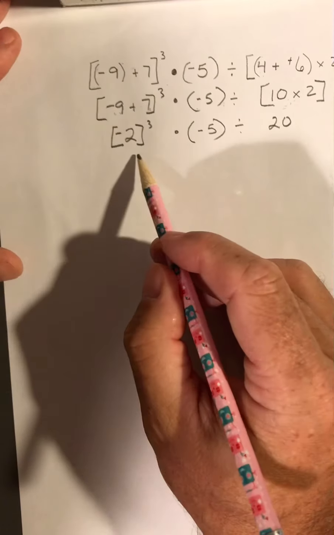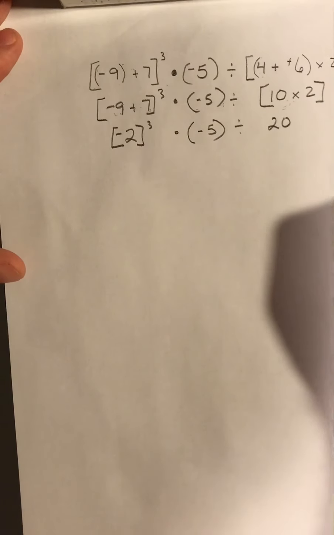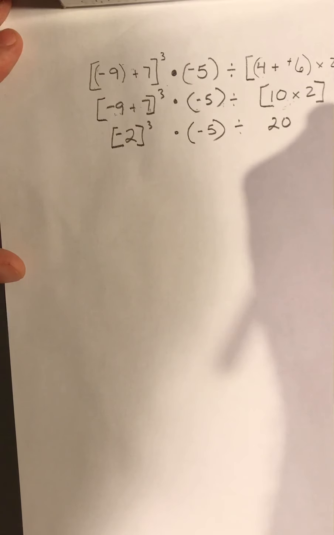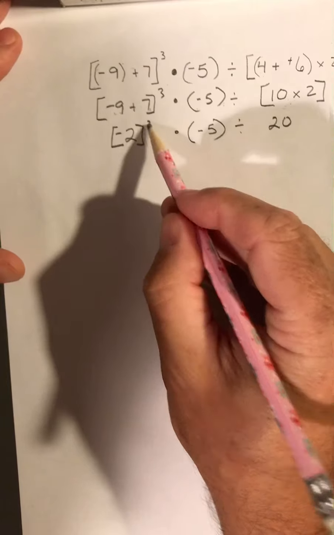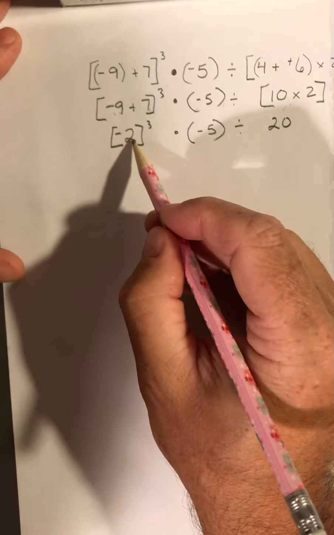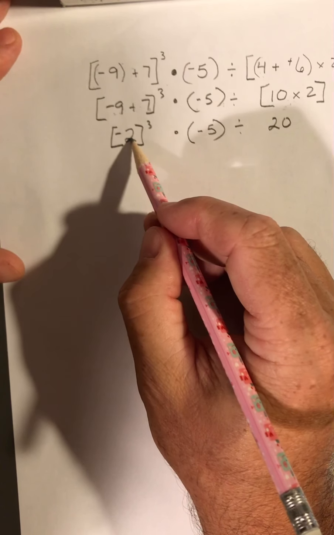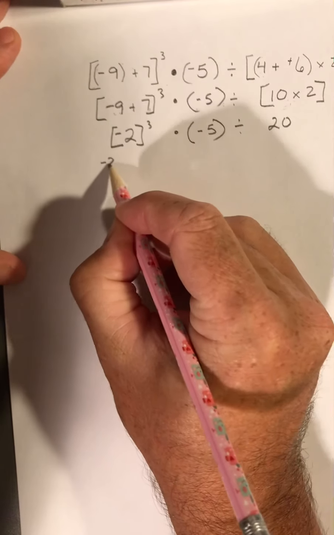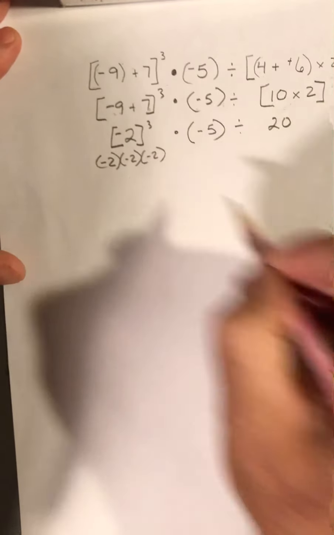Okay, now, inside all the parentheses is simplified. So my P or parentheses step is done. Okay, so I'm going to move on to exponents. Exponents. This is negative 2 to the third power. So this means I'm taking the negative 2, I'm using 3 groups of negative 2, and I'm multiplying. In other words, that's this. Negative 2 times negative 2 times negative 2.